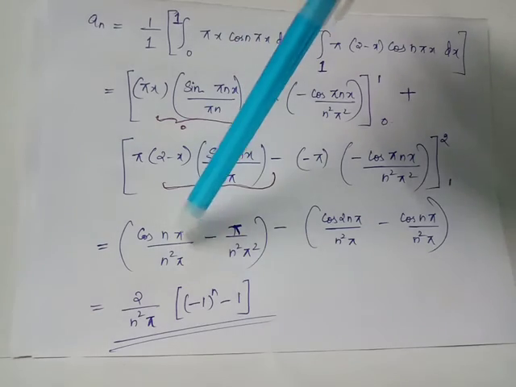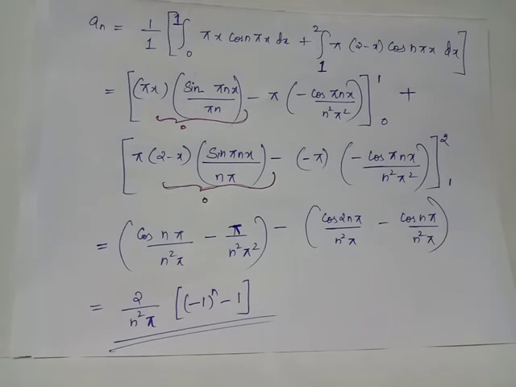Similarly, when you add these two terms, we will get 2 times cos n pi divided by n square pi, where cos n pi equals minus 1 the whole raised to n. Thus we have 2 times minus 1 the whole raised to n divided by n square pi obtained. You can take 2 by n square pi common from both the terms, and thus we have an equals 2 by n square pi multiplied to minus 1 the whole raised to n minus 1.